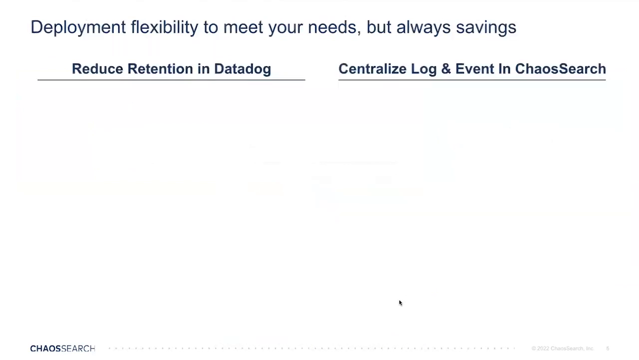All right, so how can you use us alongside Datadog and have both the increased savings and also the increased retention and analytical flexibility? There are two modes. You can reduce the log retention in Datadog and still keep it as a full stack observability application, or you can just centralize all the log and events into ChaosSearch and just use Datadog for monitoring.